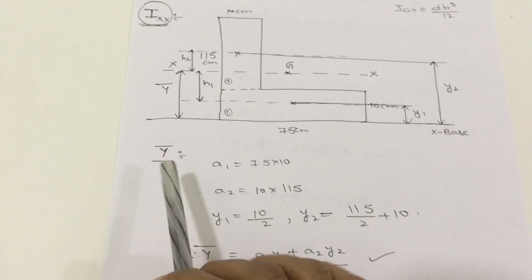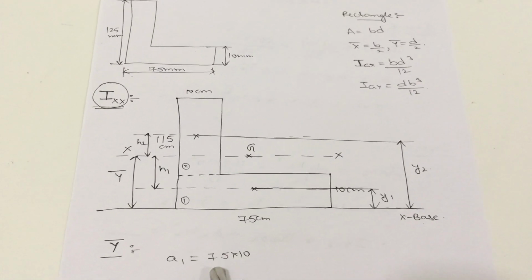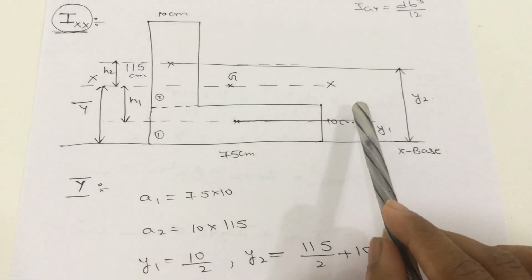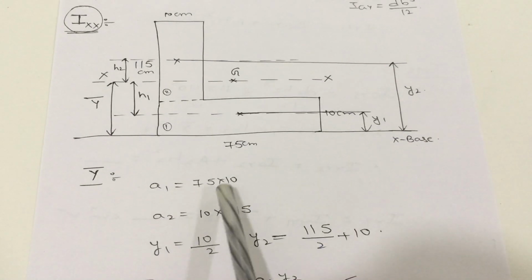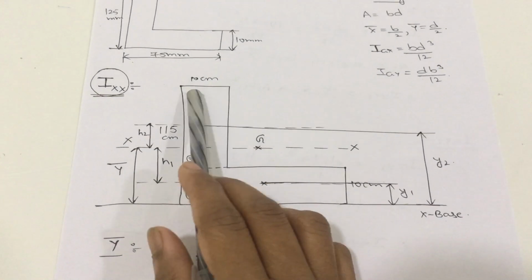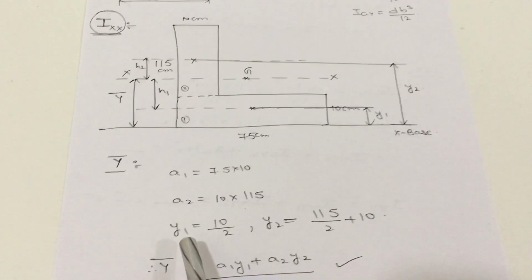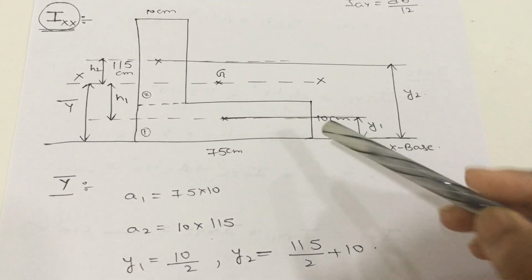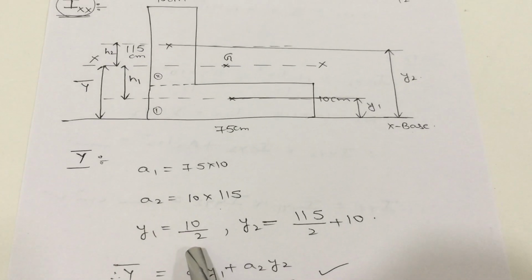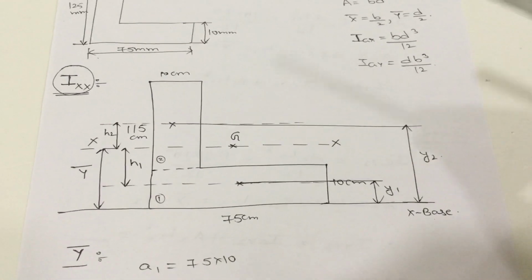Now first of all we will calculate the y bar value. Area formula for the rectangle is B into D. So for the first section area, base value is given as 75 and depth value is given as 10. So 75 into 10. Next, area value for the second section, base value is given as 10 and depth value is 115. So 10 into 115. Next y1 value. Formula is d by 2. So directly 10 by 2. Next y2. And we all know that formulas are applicable up to those individual sections only.